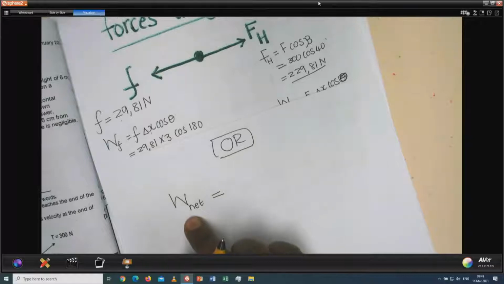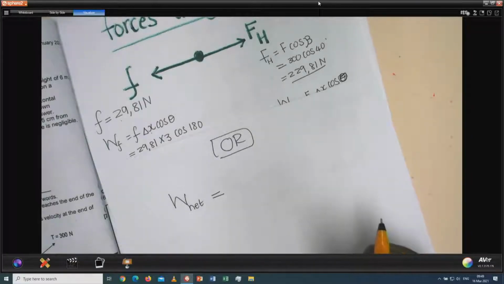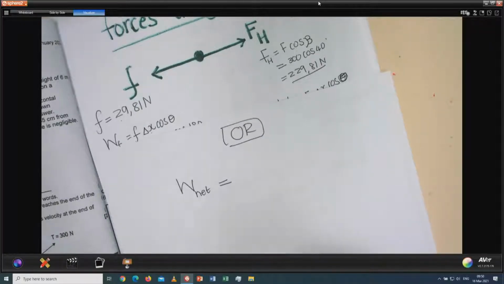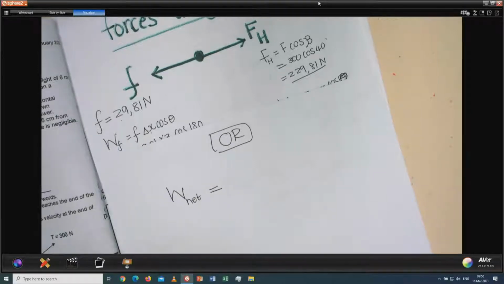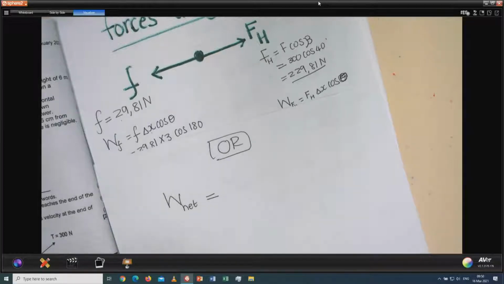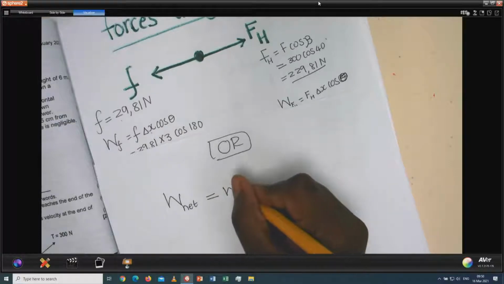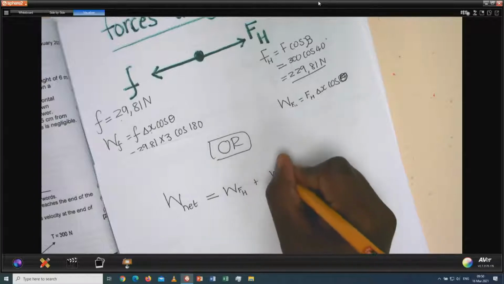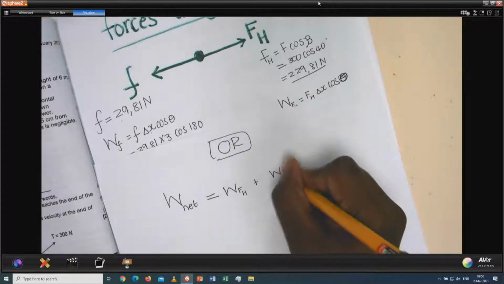If you just write W, then W means nothing. It's work done by what? So it's important that you write your subscripts, because the subscripts tell us which of those forces is doing work. In this case, it's net work, and net work is the work done by the horizontal component and the work done by the frictional force.